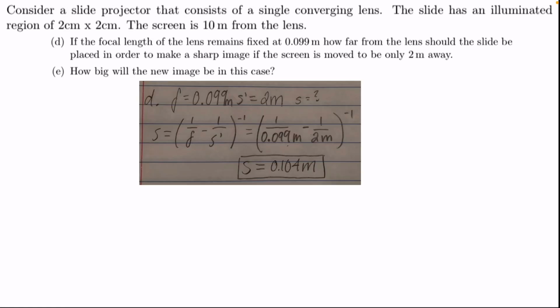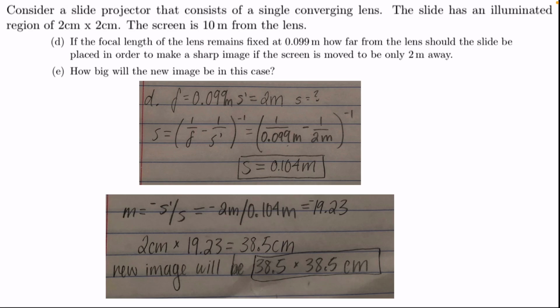Part D asks, if the focal length of the lens remains fixed at 0.099 meters, how far from the lens should the slide be placed in order to make a sharp image if the screen is moved to only 2 meters away? In this case we know the focal length and s prime, and we're solving for s. Once again, we use the lens equation, this time rearranging to solve for s, always keeping in mind that since we have a converging lens, our focal length is positive. Plugging in our numbers, we get an s value of 0.104 meters.